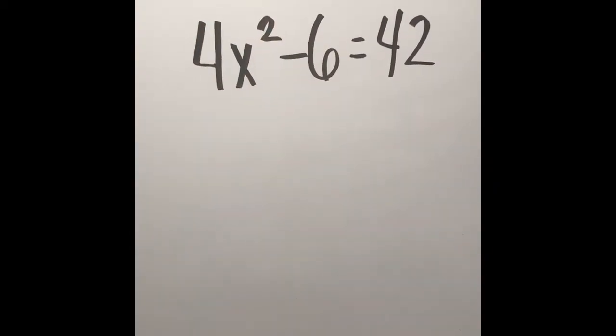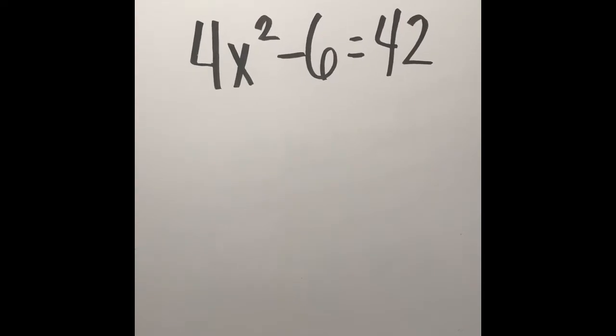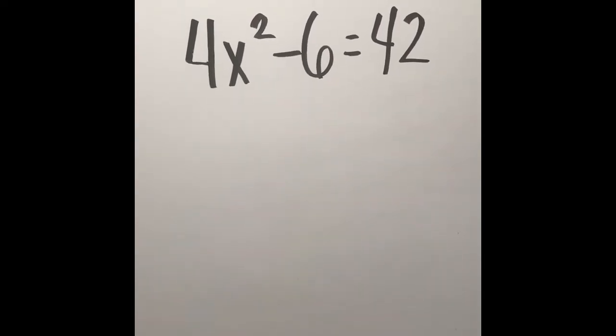Oh, hey guys. Today we're working on quadratic functions. We're going to use square roots to solve them. So let's get started. All right, guys. Today we're working with the quadratic function 4x squared minus 6 equals 42.